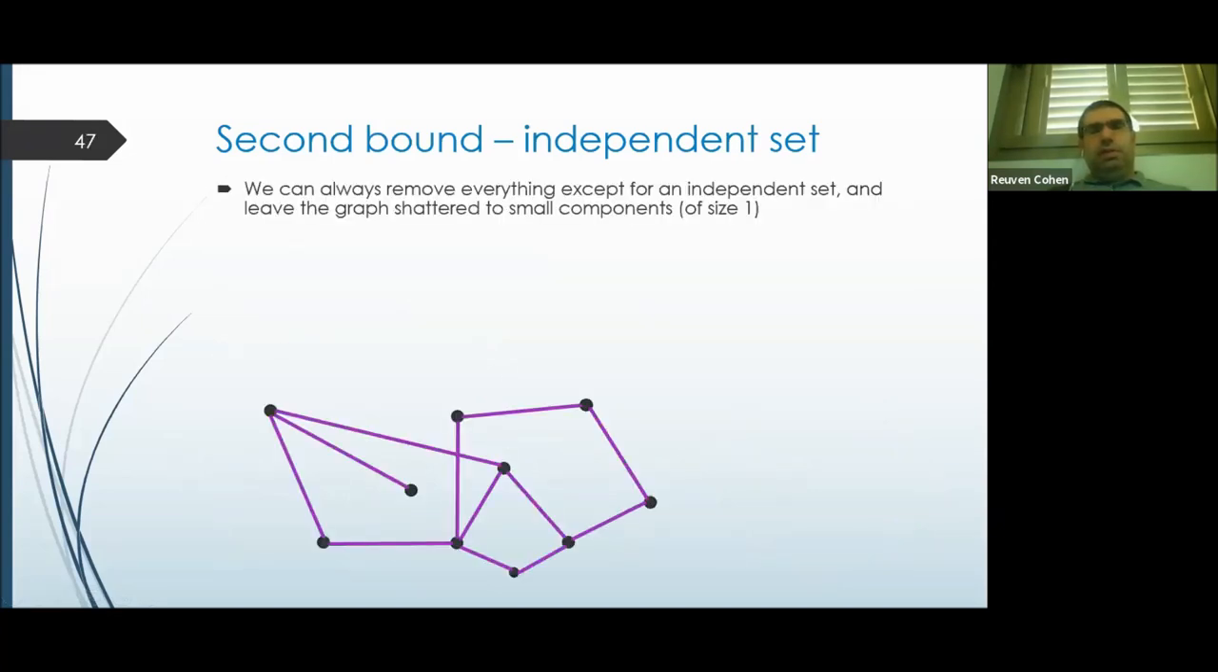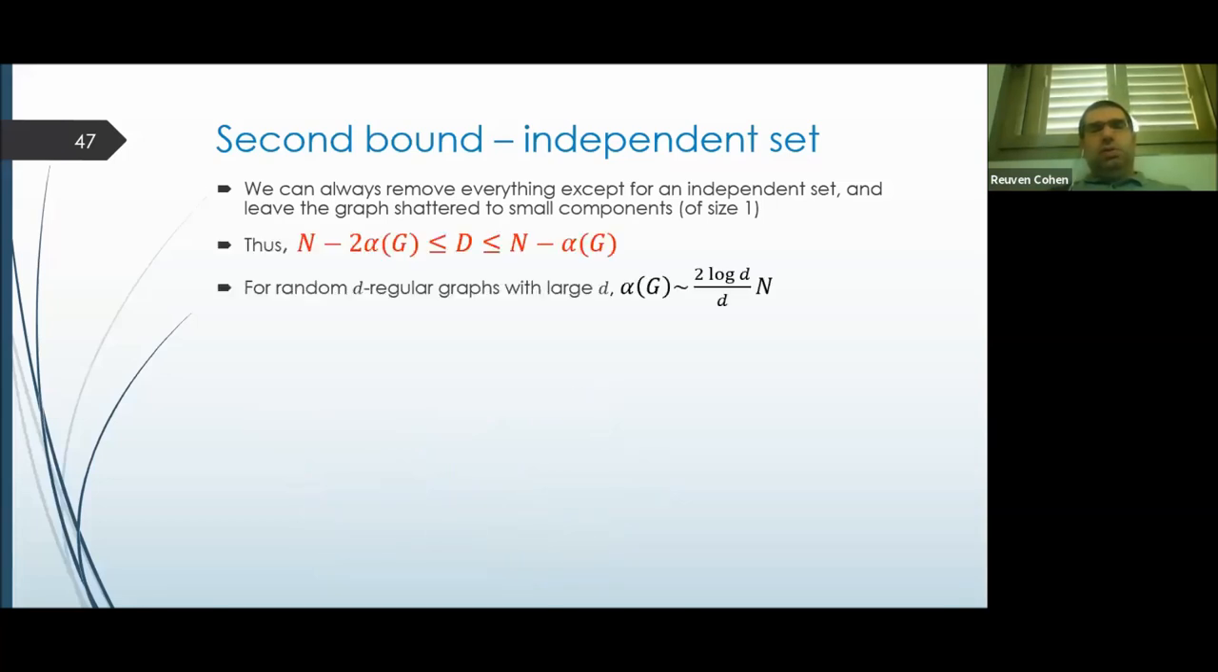On the other hand, every independent set is itself a shattered graph. So if you remove everything except for an independent set, then of course the graph is shattered. And if you want, we can also add a little more to that. So basically, this gives a bound that the number of nodes that needs to be deleted is somewhere between the number of nodes minus twice the size of the independent set and the number of nodes minus the largest independent set.